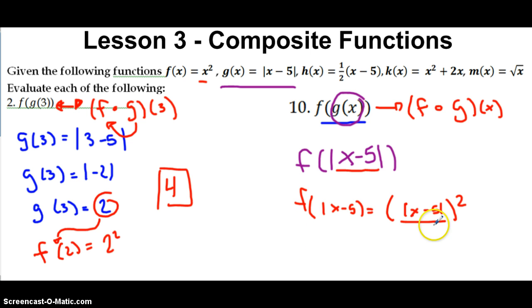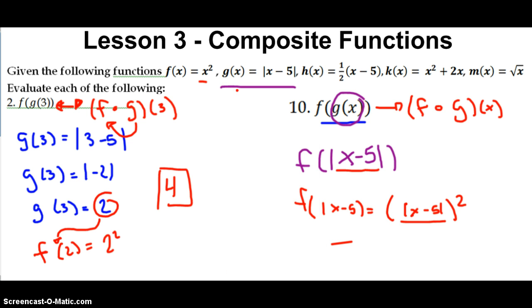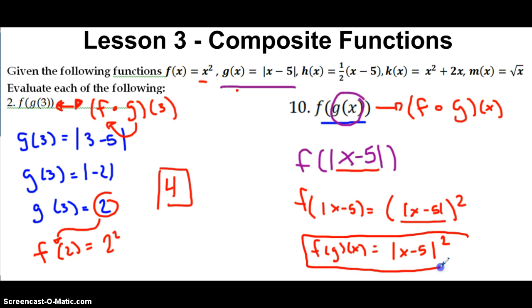And so my final answer, because I can't do anything with that absolute value, would just be the f of g of x is equal to the absolute value of x minus 5 squared. That's my new composite function.